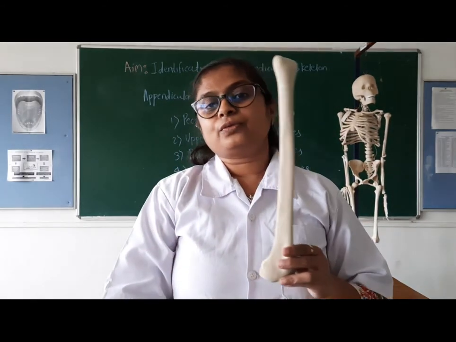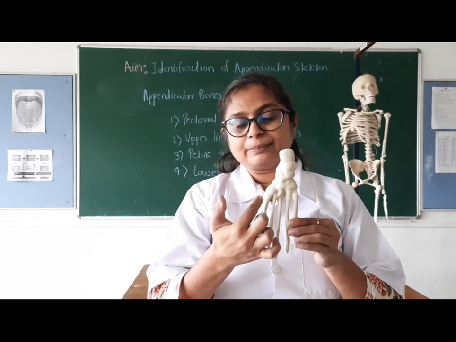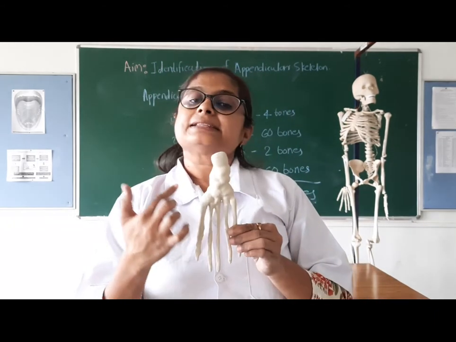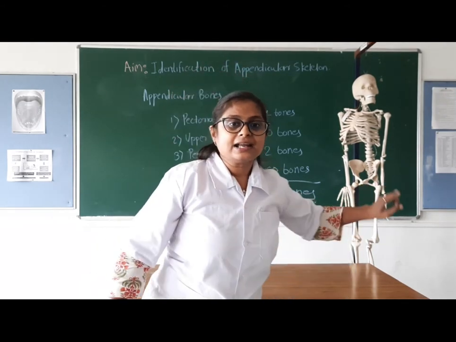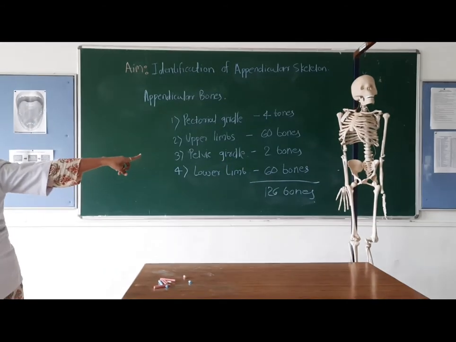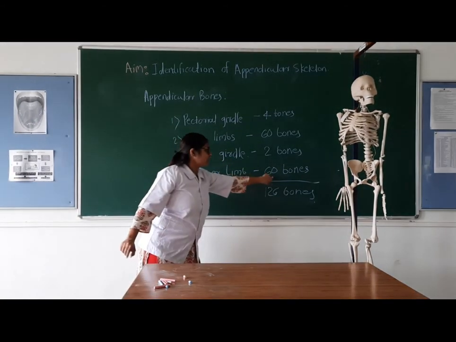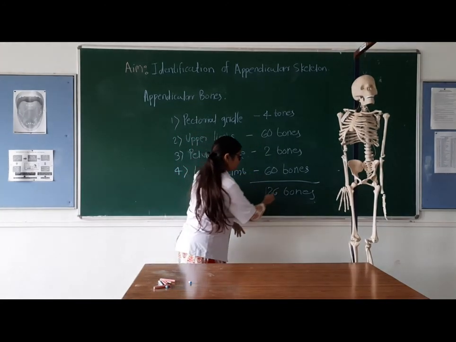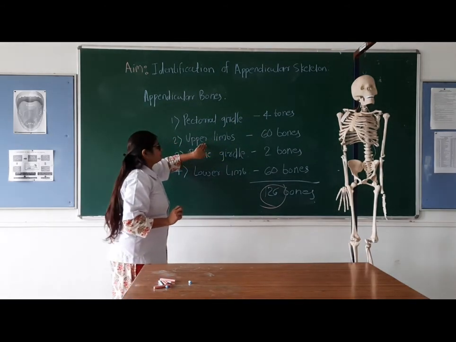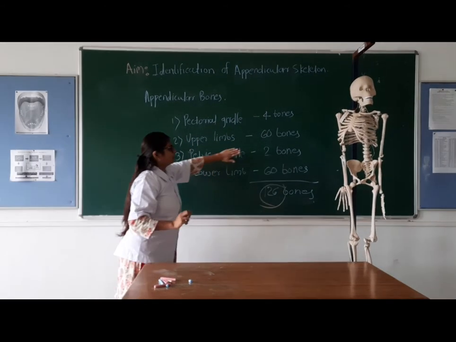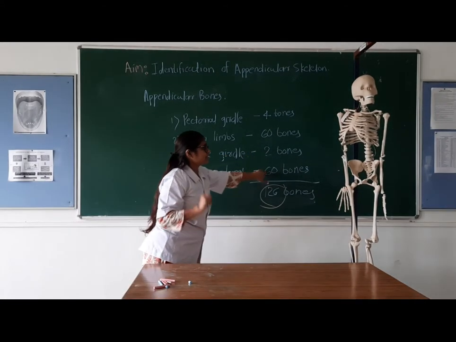Okay, tibia contains the 2 bones, fibula contains the 2 bones, patella contains the 2 bones. Okay, next one is the tarsal, contains the 14 bones, metatarsal contains the 10 bones, and this phalanges which contains the 28 bones. These are totally the lower limb, which contains the 60 bones. In that the total bones are the 126 bones. Okay, it means the pectoral girdle 4 bones, upper limb 60 bones, next one is the pelvic girdle 2 bones, and the lower limb contains the 60 bones.